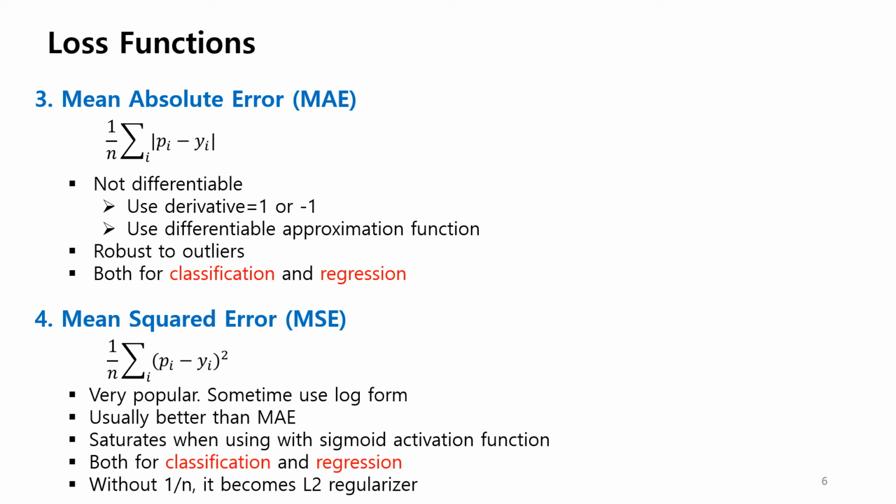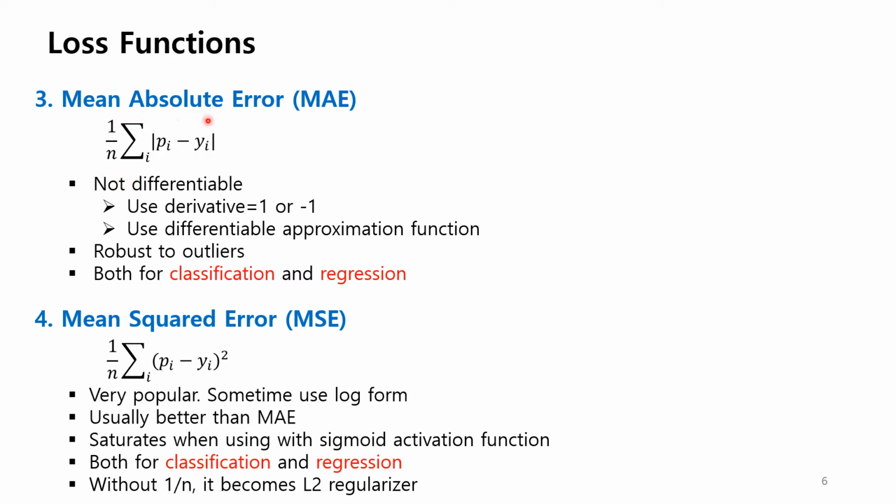The next loss functions are mean absolute error and mean squared error. In short, we call them MAE and MSE. These two are actually very similar. If you look at the formula, mean squared error is the square form of MAE. But there are a lot of similarities and also some differences between these two. So let's go over MAE first. Okay, MAE is basically the absolute value of the difference between the prediction and the target value.